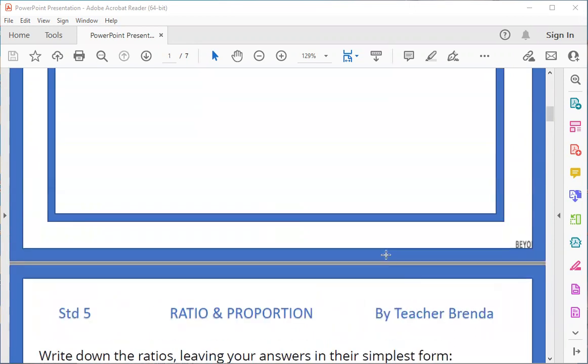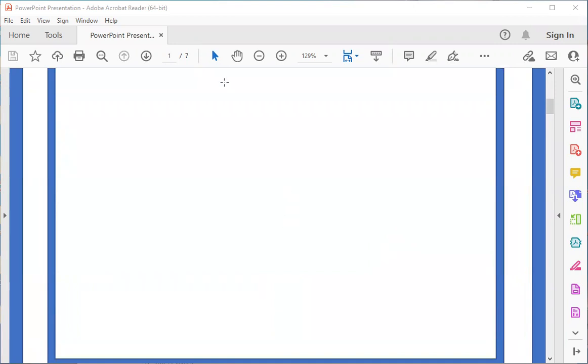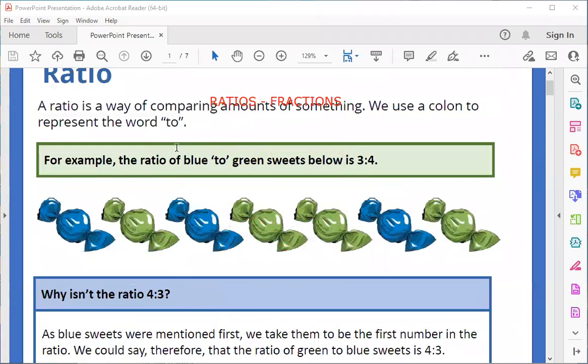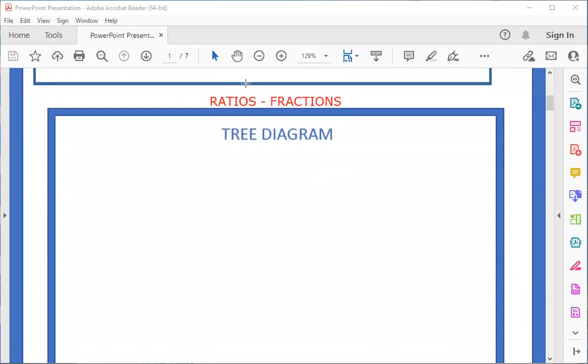Before we go to the simplest form, let me just do a little quick recap of ratio. Now, ratio is a topic that relates with fractions. It has got very close connections with fractions. Now, let's look at the sweets example here again. So we have how many blue sweets? We have 3 blue sweets. Am I right? Okay, we have 3. We have how many green sweets?